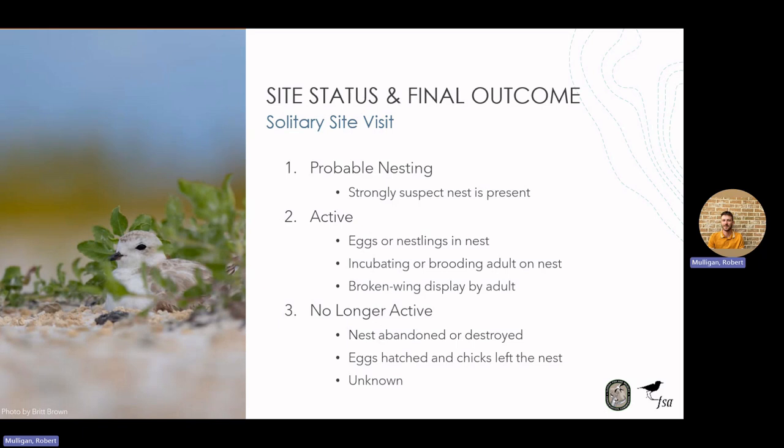Active means you saw the nest with viable eggs or nestlings, saw an adult bird incubating or brooding, or the bird performed displays to draw you away from the area. Broken wing display is common. No longer active is when the nest has ended and is no longer tended to by the adults. No viable eggs or chicks are in the nest cup. This could be because the eggs have hatched and the chicks have left, the nest was abandoned or destroyed, or the nest is gone and you're not sure what happened.